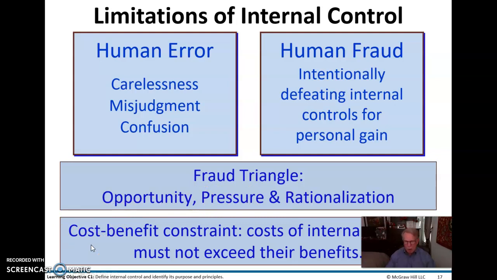So we have to have a cost benefit here. I mean, the cost of internal controls can't exceed their benefits. There's no such thing as perfect internal controls. But it does cost something in time and money to implement those internal controls, and we want them to be worth the cost.